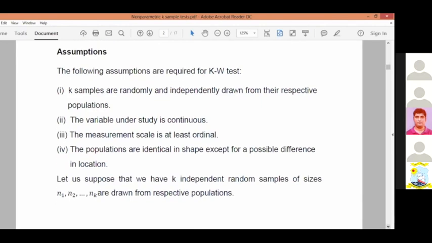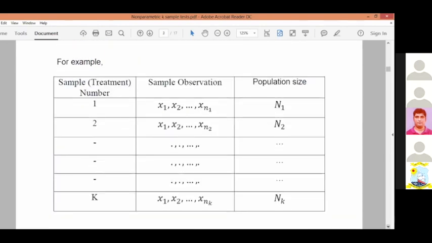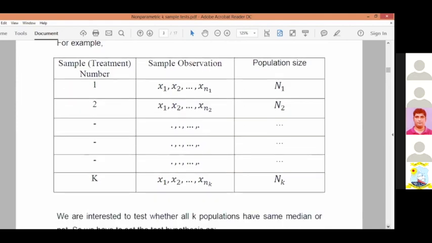These are the assumptions. Look at these observations. We have k populations. The first set of observations is from the first population, n1 observations. The second set of observations is there for the second population. Likewise, up to the kth population, with samples numbered first, two, up to k. So this is the structure of the populations, and the samples from the k different populations are randomly drawn.